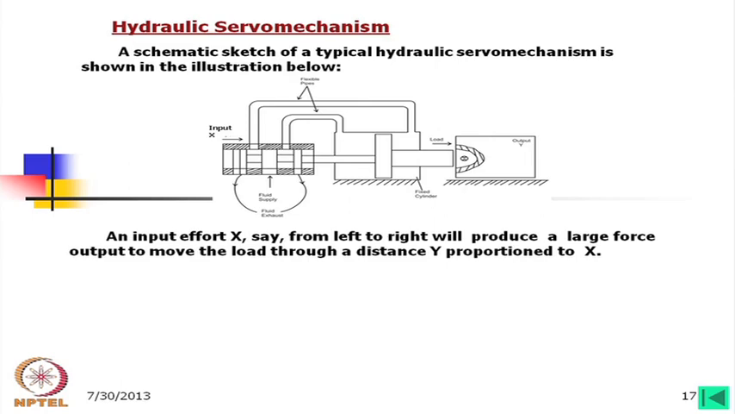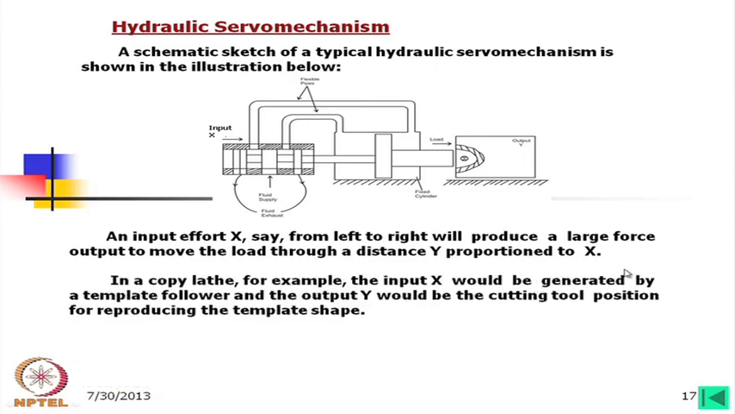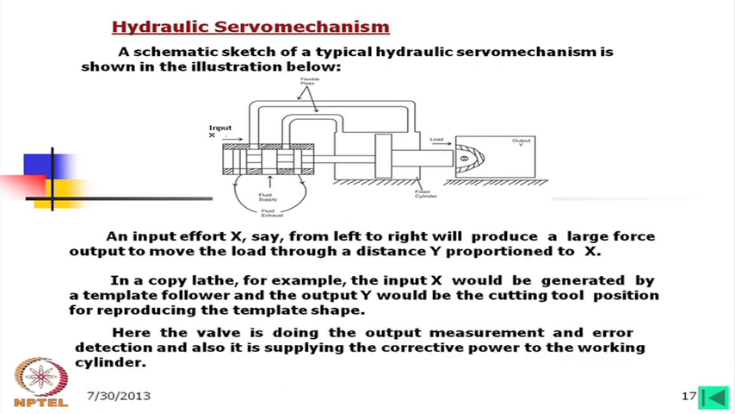Now, this is further explained like that: an input effort x, say from left to right, will produce a large force output to move the load through a distance y proportional to x. In a copy lathe, for example, the input x would be generated by a template follower and the output y would be the cutting tool position for reproducing the template shape. Here the valve is doing the output measurement and error detection, and also it is supplying the corrective power to the working cylinder.